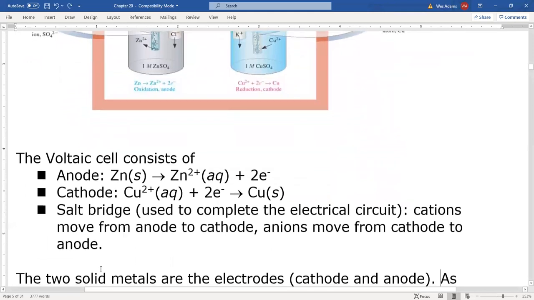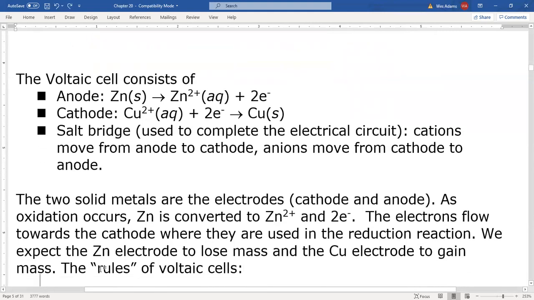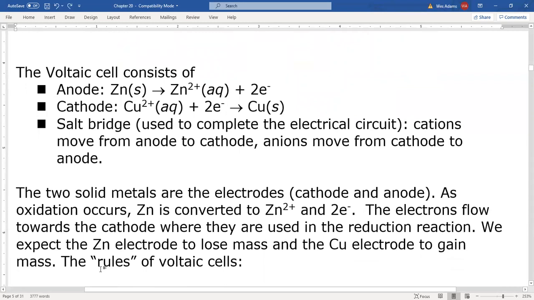And so the anode consists of the zinc oxidation. The cathode consists of the copper reduction. Again, the salt bridge is used to complete the external circuit where the cations move from anode to cathode and anions move from cathode to anode, maintaining the electrical neutrality of the solution. The metals are the actual electrodes. That is the zinc metal or the copper metal are the actual electrodes. You can use an inert electrode like graphite, for example, or platinum, but that's not necessary in this case. Usually that's done when it's inconvenient to have an electrode made out of the metal.